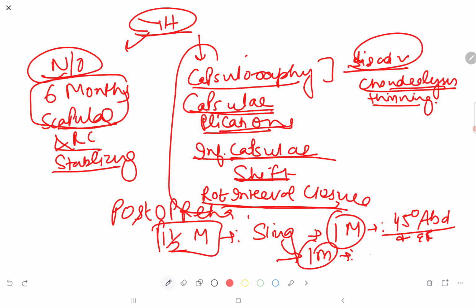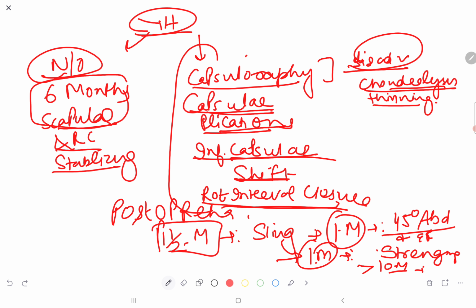Okay. Then after these 3.5 months, we will slowly do the strengthening exercises. And then after 10 months, we can start contact sport.